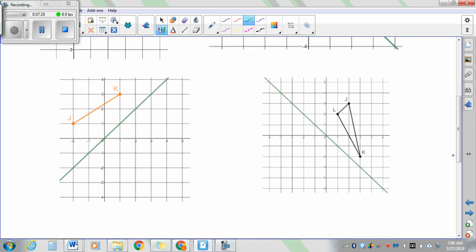Try these next two on your own. Go ahead and pause the video. Try and figure out where they would be. I'm just going to draw them in without talking. I hope your pictures matched mine.